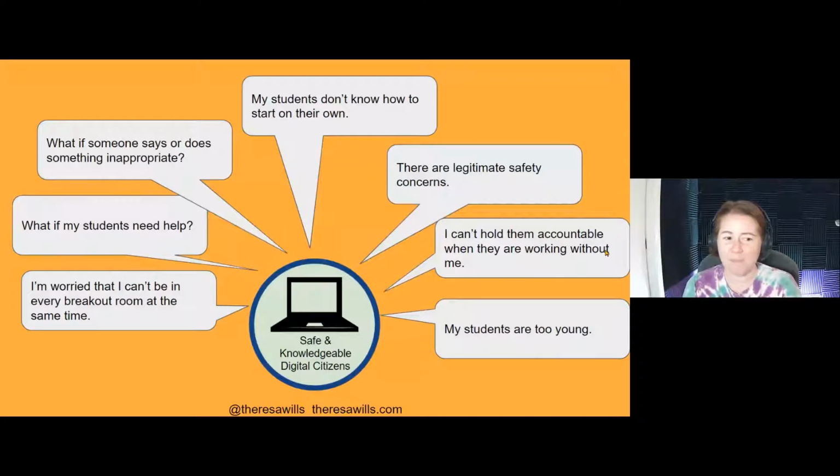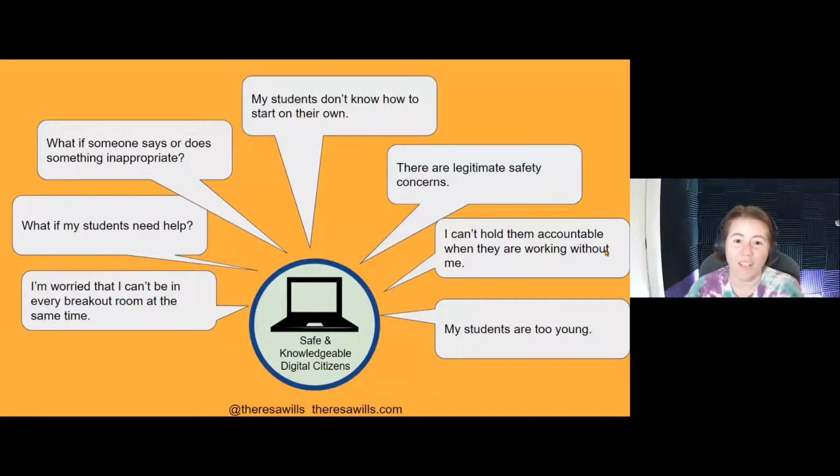I'm worried I can't be in every breakout room at the same time. What if my students need help? What if someone says or does something inappropriate? My students don't know how to start on their own. There are legitimate safety concerns. I can't hold them accountable when they're working without me, and my students are too young.